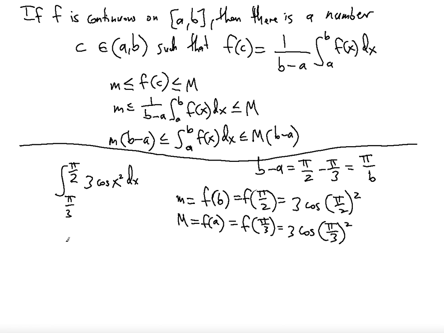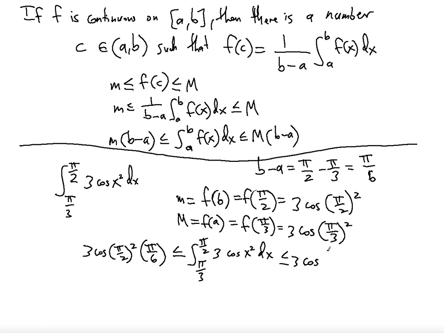So now using the inequality, getting back to it, we will have 3 cosine of pi over 2 squared multiplied by b minus a, which is pi over 6, is less than or equal to the integral that is given from pi over 3 to pi over 2, 3 cosine x squared dx, is less than or equal to 3 cosine pi over 3 squared multiplied by b minus a, which is pi over 6, right?